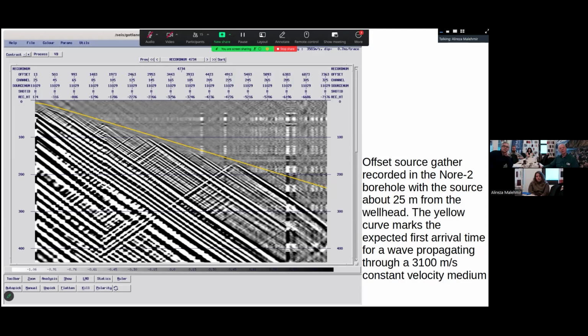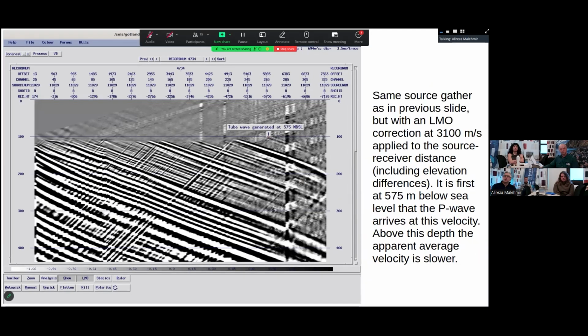So there's something going on here. Normal move out, these are flat-lying reflectors. Normal move out should be pretty accurate. Velocity doesn't change very much, but we have a normal move out velocity of 3,500 meters per second, and we have a downgoing tube wave velocity of 3,100 meters per second.